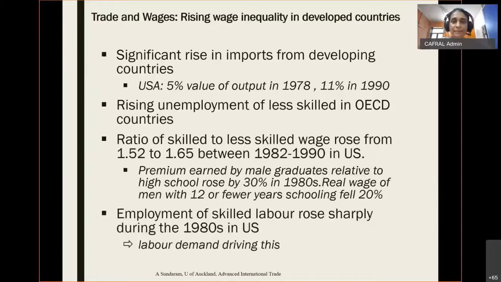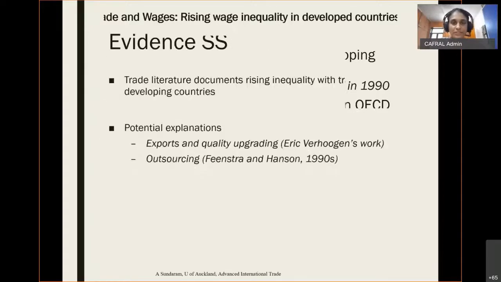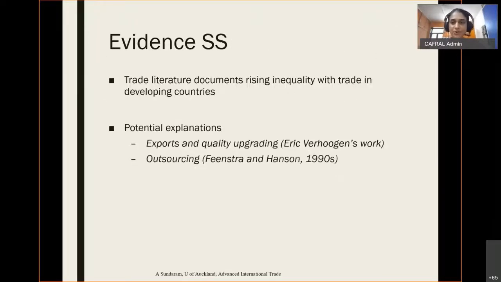Okay, so what is happening in developing countries? Now, this is developed. So in developing countries, what we find is that inequality is rising with trade liberalization. So this is what we call a puzzle. And a lot of the trade literature has really worried about why the results in developing countries are completely against Stolper-Samuelson. So they're not in line with the Stolper-Samuelson impacts.